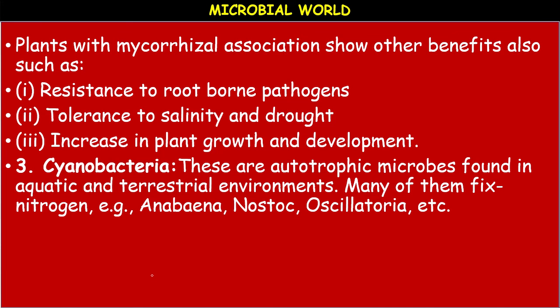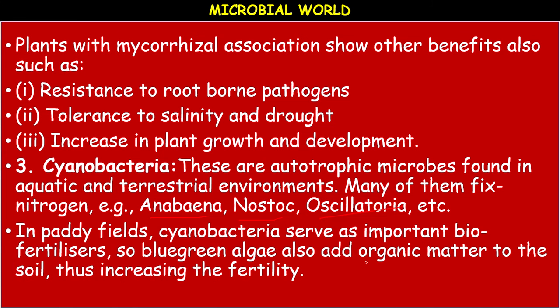The next important microbes which are very useful, cyanobacteria. These are autotrophic microbes found in aquatic and terrestrial environments. Many of them fix the nitrogen. Examples for the cyanobacteria: Anabaena, Nostoc, Oscillatoria. Okay, these are cyanobacteria. In paddy fields, these cyanobacteria serve as important biofertilizers. Blue-green algae also add organic matter to the soil. By adding that organic matter, they increase the fertility of the soil, obviously increasing the yield. Okay.